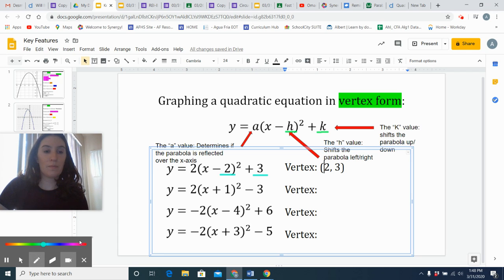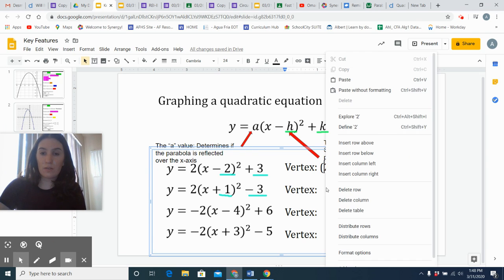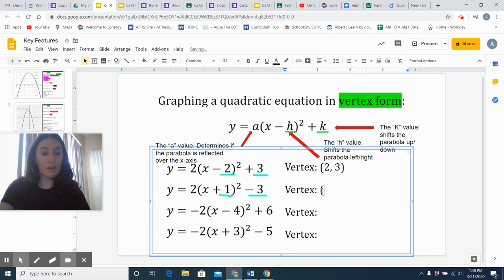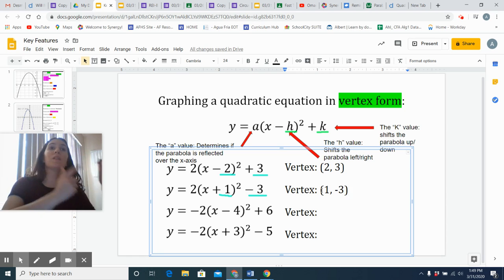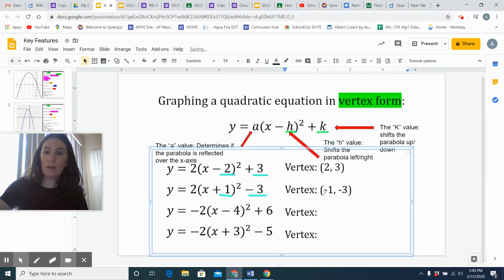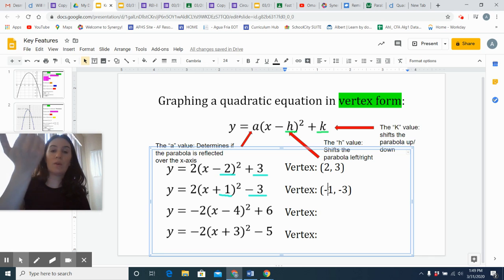Okay, let's look at another one. So on the second one, I'm going to underline my h and my k. So again, I like to just start there. And so I see 1, -3. So again, I might be tempted to do this, 1, -3, but that's not correct. Because when I see +1, it actually means it went to the left one. So it's actually at -1, -3. So 1 to the left, and it went down 3 units.